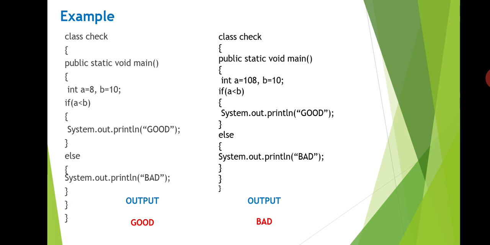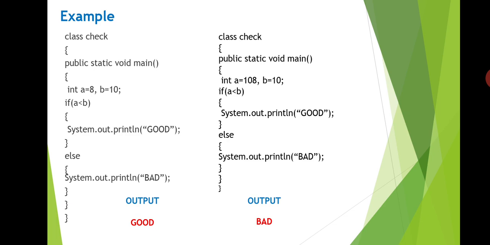Now see the example. Here in this example, the value of A is 8 and B is 12. Here I am checking the condition whether A is less than B or not. According to the values, the condition is true. So good will be printed. But you can see that there is an else part also in this program where the statement for printing bad is written. But that statement will not be executed as the condition which is given with if is true.